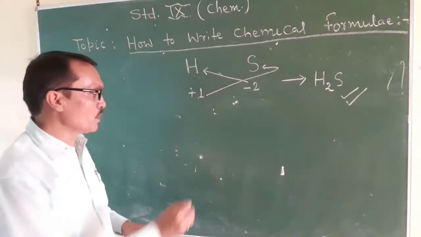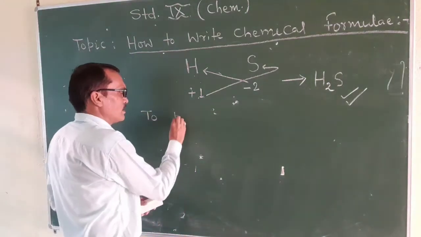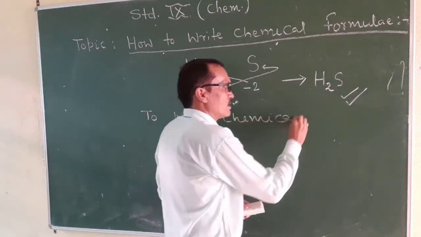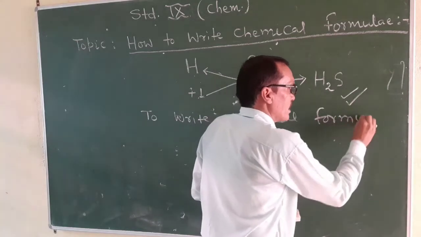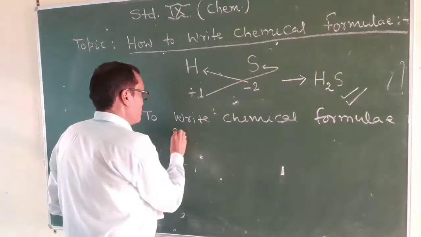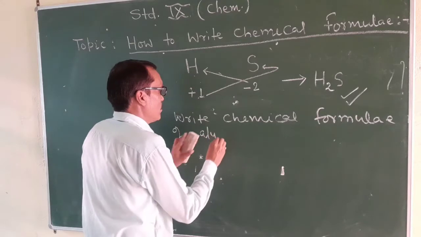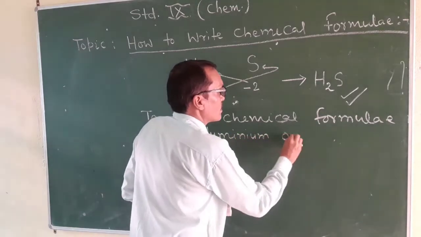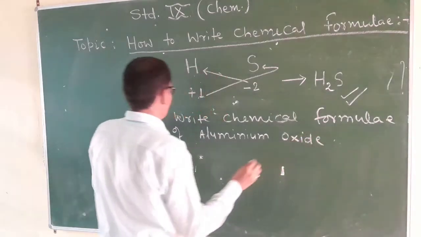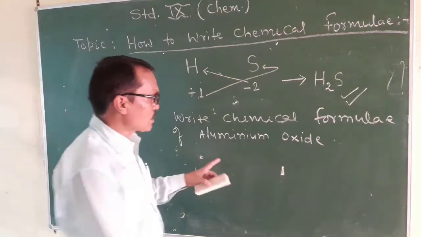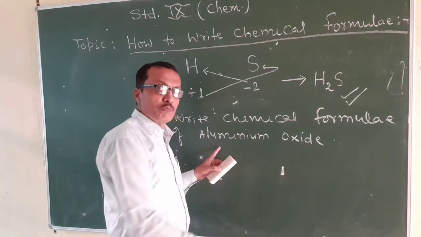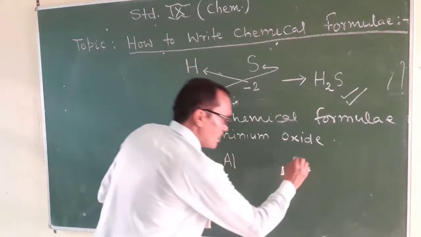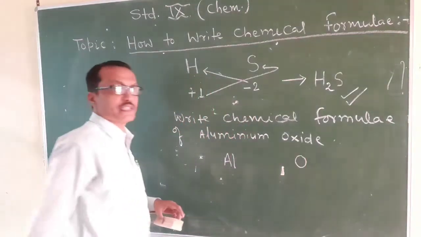Okay, one more example to write the chemical formula of aluminium oxide. What will you do here? You are looking here, two elements are present, aluminium and oxygen. So separately you have to write the symbol of aluminium and the symbol of oxygen.